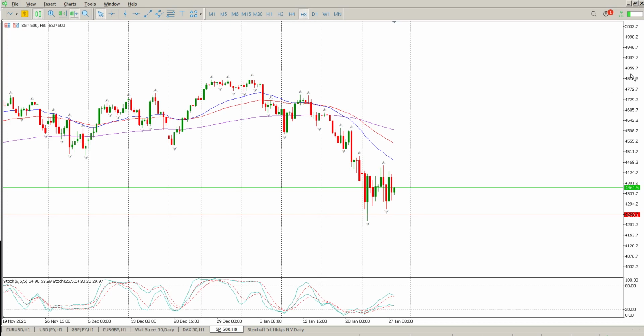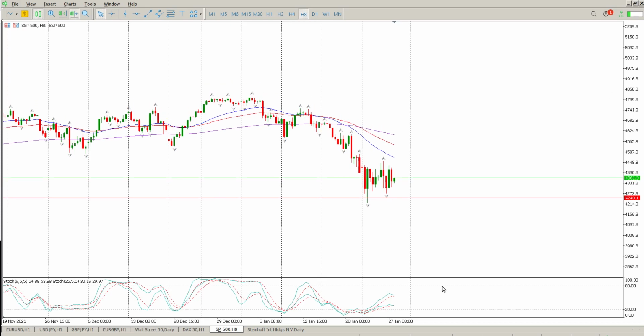So, range bound for the week. That's pretty much the moral of the story. Don't like the way the oscillators are looking at the moment. It is indicating a potential move to the downside, but there's a tale of two stories here.